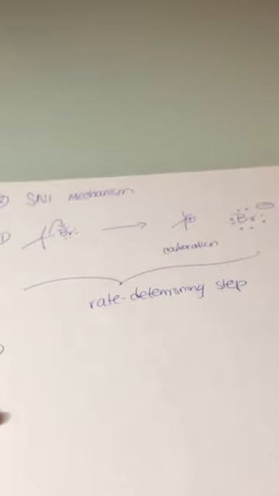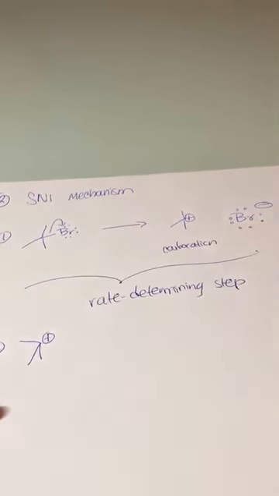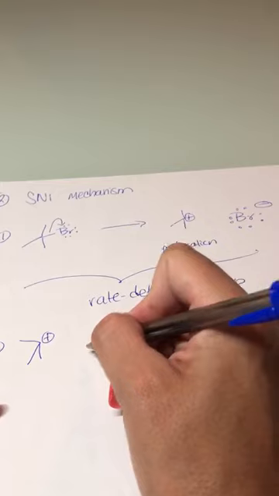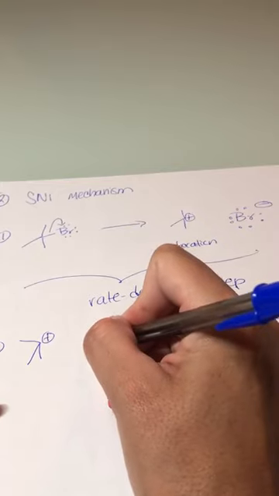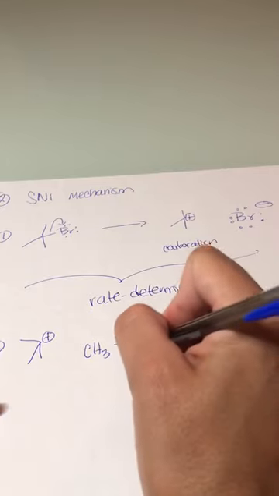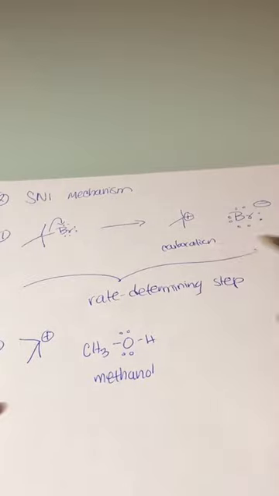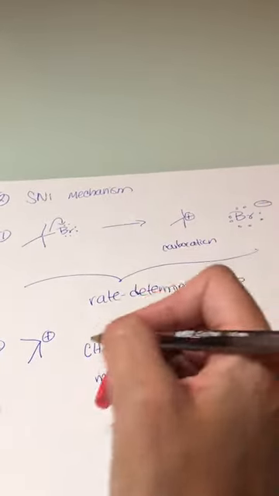The second step of the SN1 reaction mechanism is that now you will have a carbocation, and this is the point when you introduce your nucleophile. And for SN1 reactions, you want a poor nucleophile. So let's just use methanol, CH3OH. This is your methanol. The carbocation, this is your electrophile.